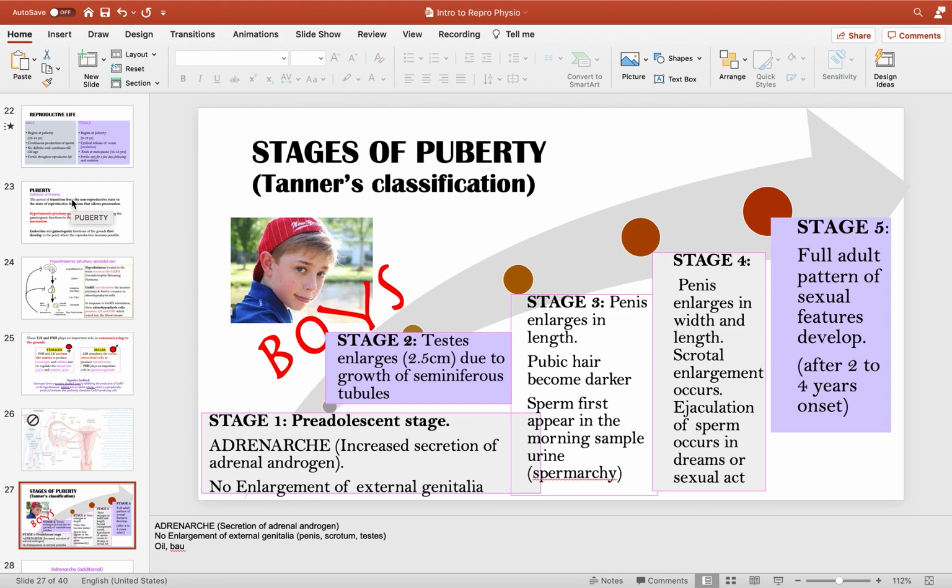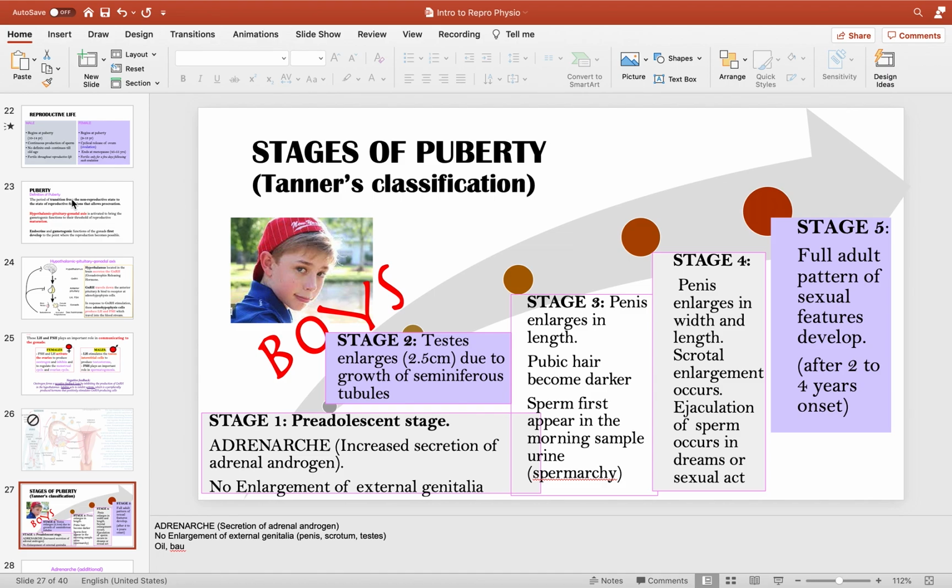Stages of puberty, according to Tanner's classification, for boys. Stage 1 is called the pre-adolescent stage. What happens here is adrenarche, where there is increased secretion of adrenal androgen, and there is no enlargement of external genitalia during this stage. And stage 2, testes enlarge due to growth of seminiferous tubules.